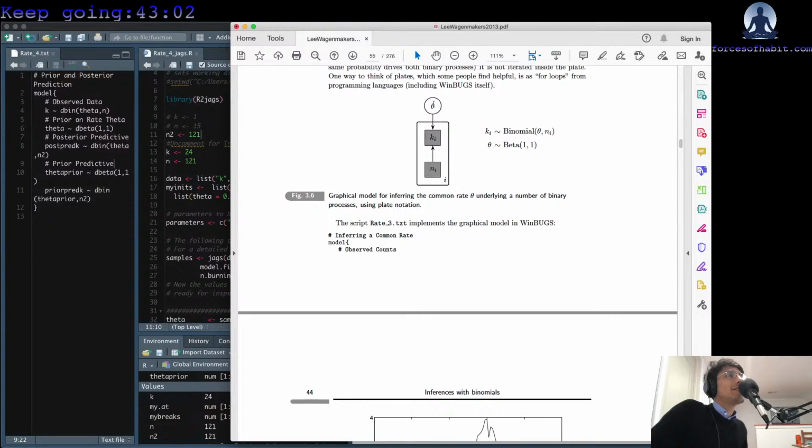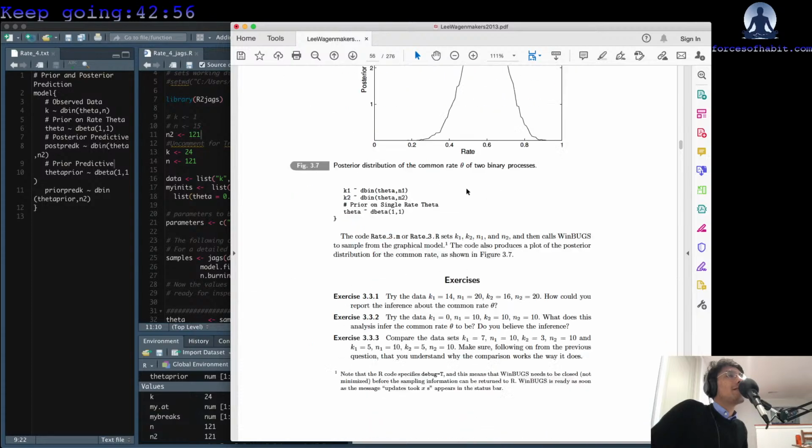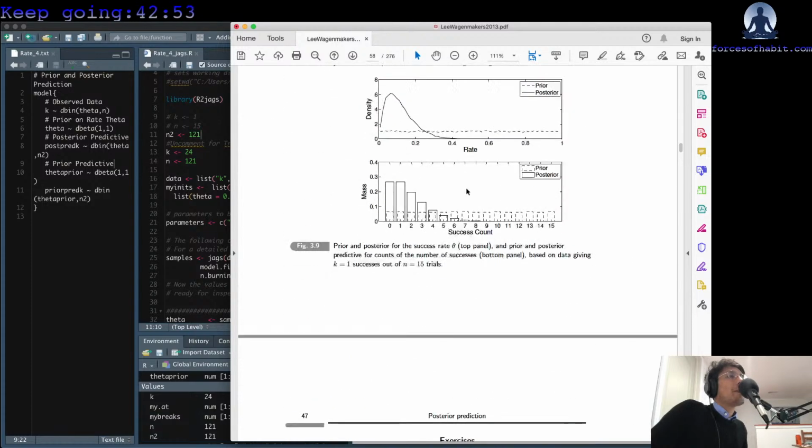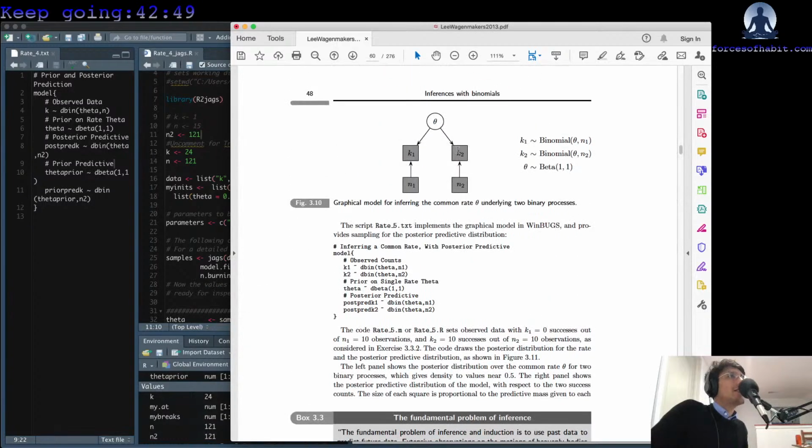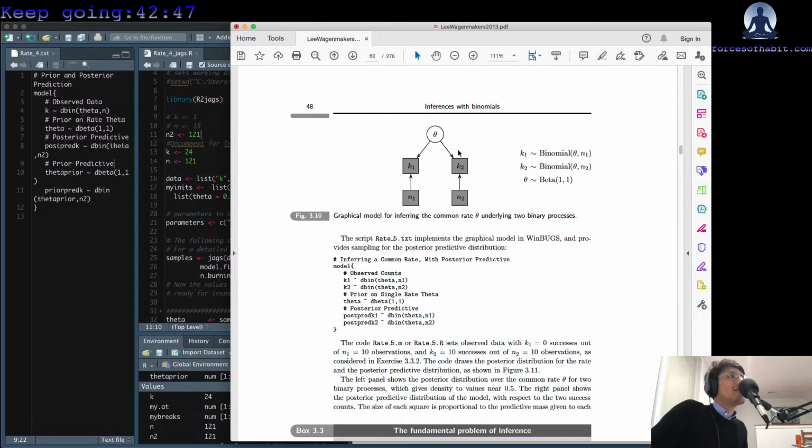Here. So this is also common rate, right? Since they're the same, you can represent it with that, and then use subscripts. Why we don't do so down here, I don't know.